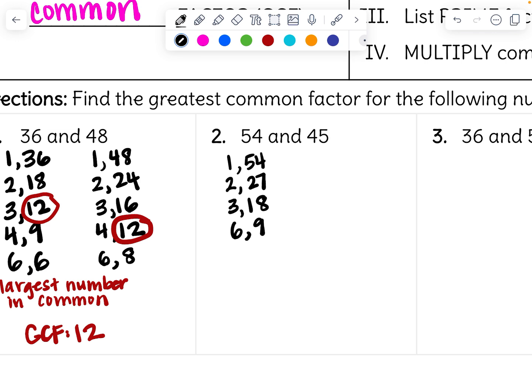Now we would list all of the factors for 45. 1 and 45. 2 is not a factor because it gives us a decimal. 3 and 15. 4 is not a factor. And 5 and 9. And then 6, 7, and 8 are the numbers left in between 5 and 9. All of those will give you a decimal, so they are not factors of 45. The largest number that these two numbers have in common is 9. So the GCF for 54 and 45 is 9.